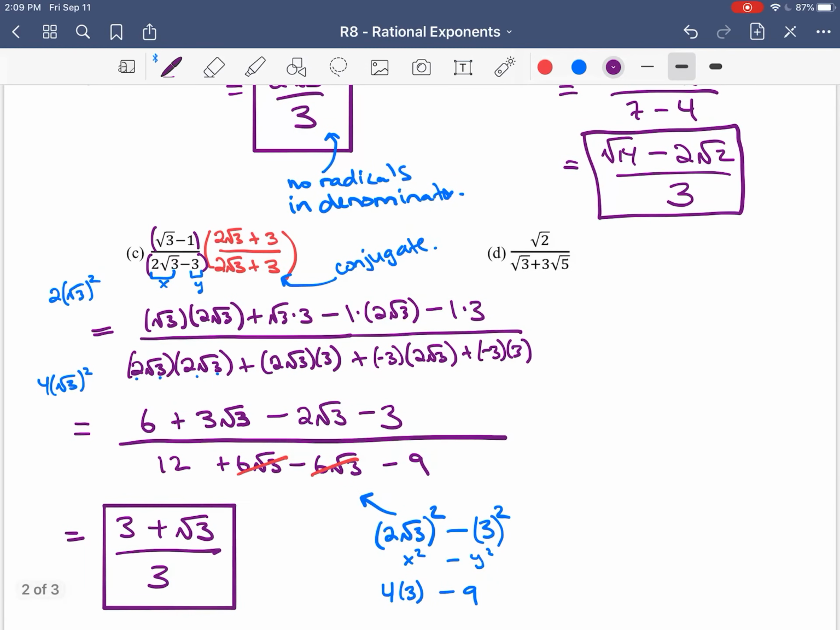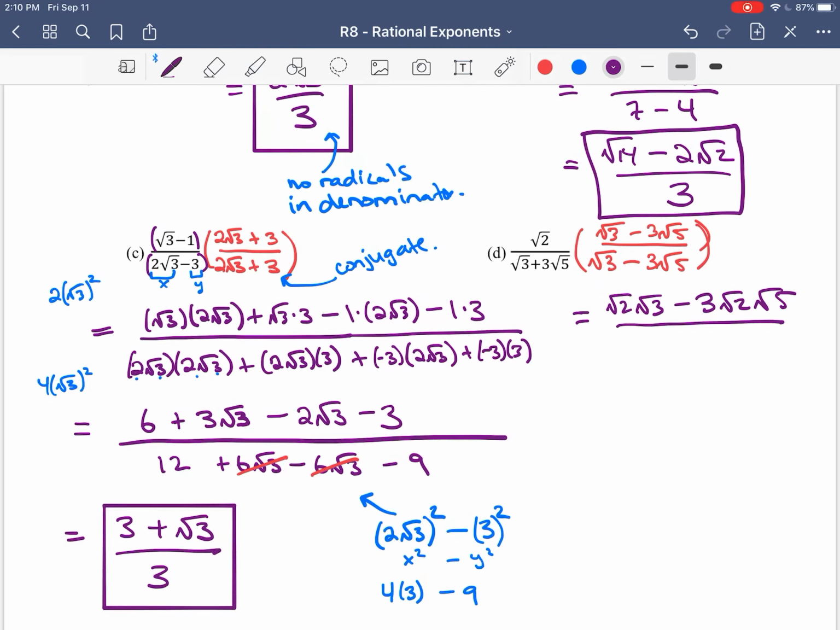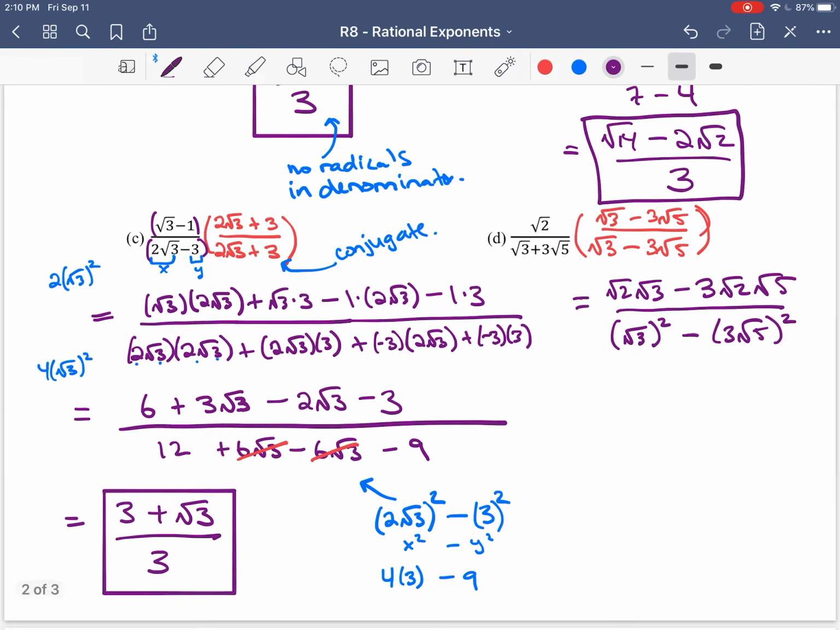Okay, now we're going to do another one. Same idea here. So we multiply by the conjugate. So that's going to be root 3 minus 3 root 5. And then I have to do that on the top as well. So expanding the top is going to be root 2 times root 3 minus 3 root 2 root 5.